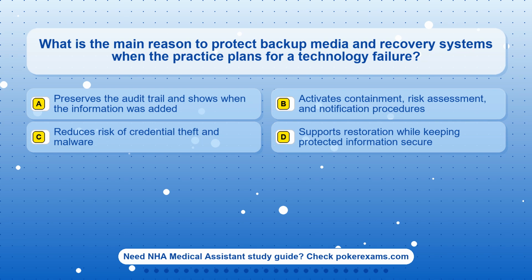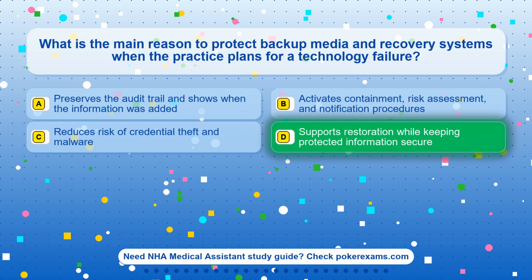Question 4. What is the main reason to protect backup media and recovery systems when the practice plans for a technology failure? Option A. Preserves the audit trail and shows when the information was added. Option B. Activates containment, risk assessment, and notification procedures. Option C. Reduces risk of credential theft and malware. Option D. Supports restoration while keeping protected information secure.